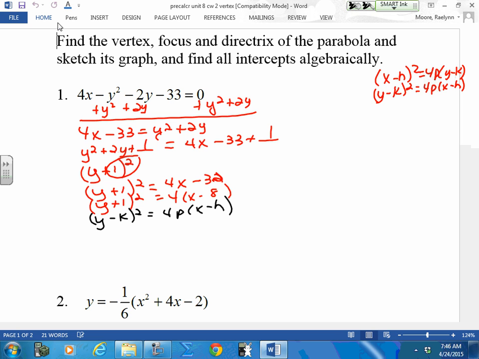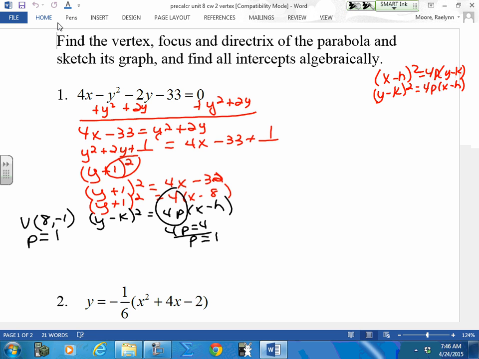Now we can line this up. We know your vertex. What's your vertex for this then? Do the x first. 8, negative 1. X always comes before y. We know 4p is equal to 4. Therefore, p is equal to 1.